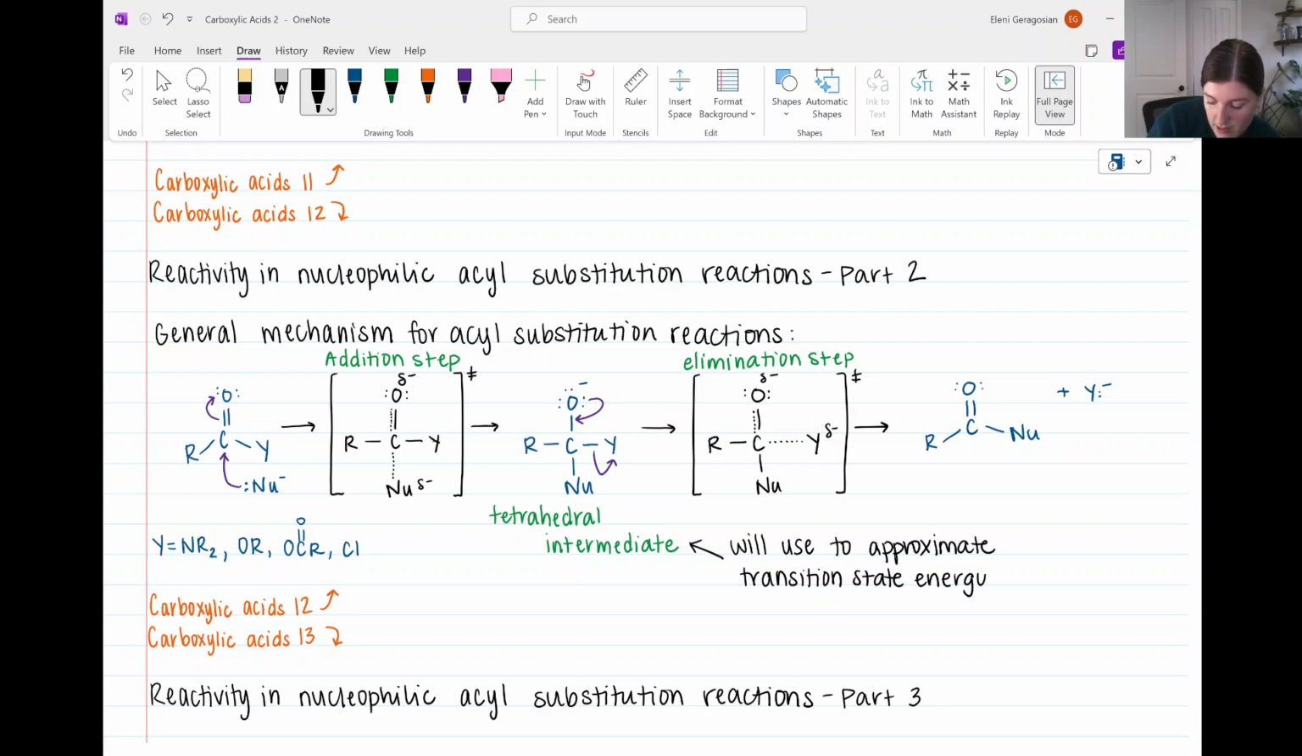As these reactions are occurring, we start with our original acyl group and we end with that substituted acyl group. The reaction has to occur through a mechanism where activation energy is required for steps to occur. And so having different energies of this tetrahedral intermediate, or approximately our transition state, can give us information about why some reactions occur more rapidly than others. So we will be using that general tetrahedral intermediate to approximate that transition state energy.